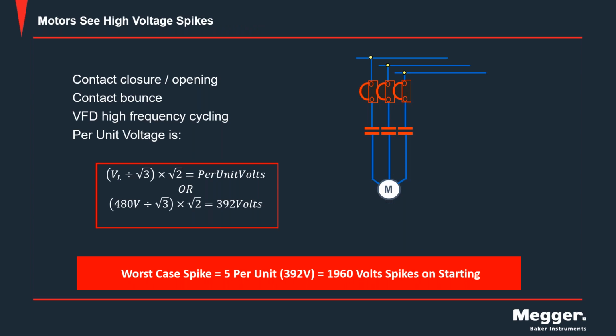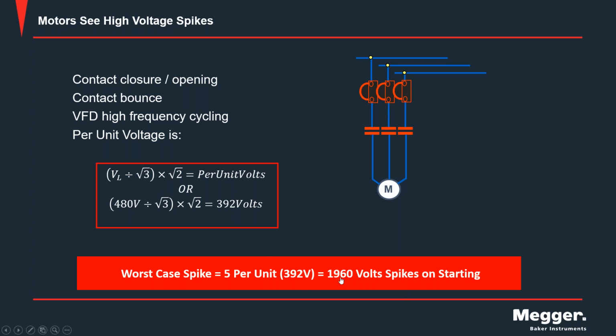Motors see high voltage spikes during opening and closing breaker operations, VFD high cycling frequency. So in order to talk about this, we've gone to per unit volts. When we talk about a 480 volt motor, a per unit value there would be take 480 volts, divide by square root of 3, multiply by square root of 2, and we have 392 volts per unit. So if we say that the worst case spike is 5 per unit, that would take 5 times the 392 to get to 1960 volts during starting.